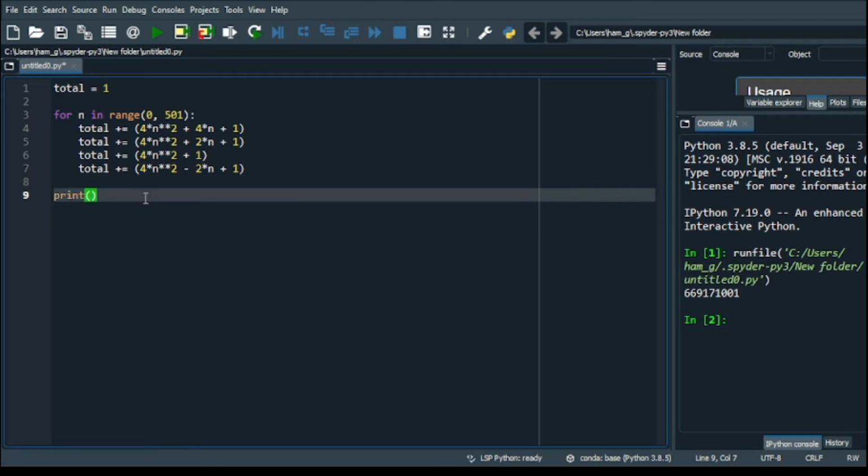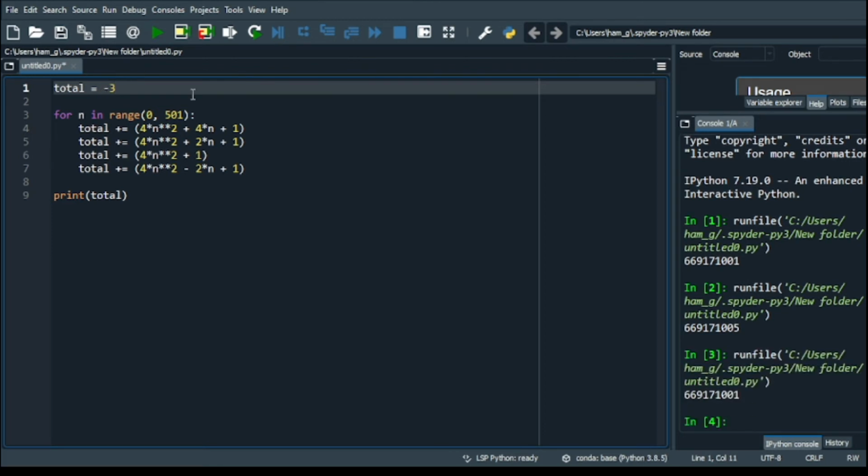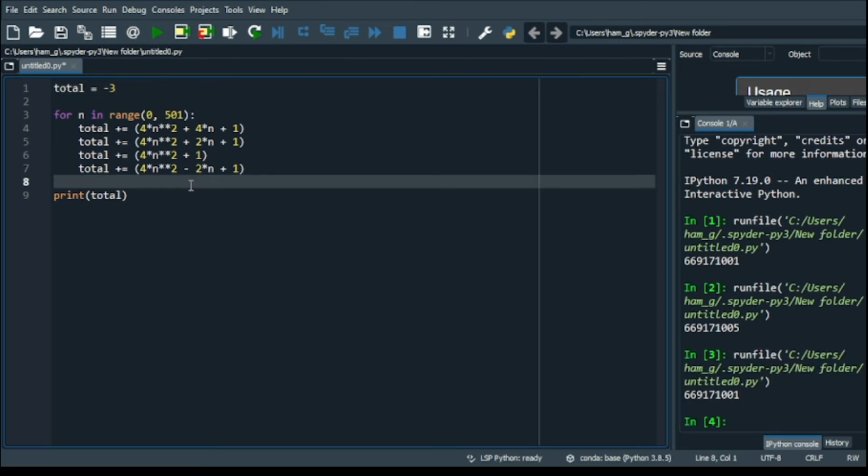Print total. It might have to be print total minus 3 because we're adding these ones. We don't want to add the central 1 too many times, so we'll just check this. Oh, it's added, yeah, it's 4 over, so yeah, this should be minus 3. Bit of a cheat, but we got there. So that's a bit nicer.